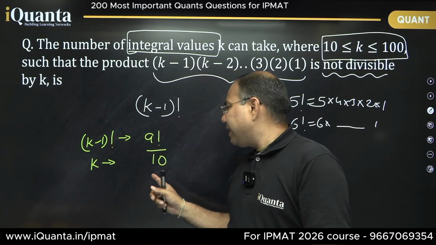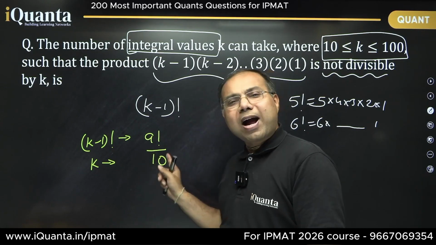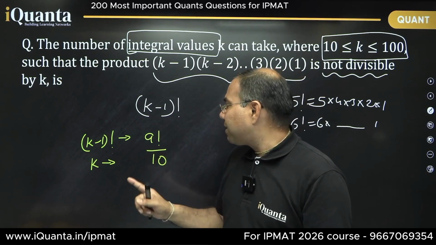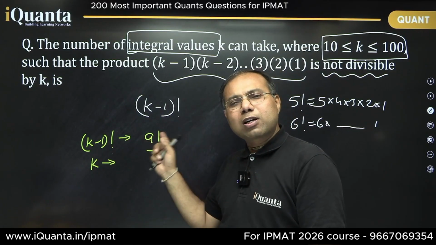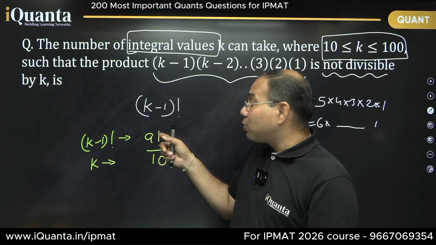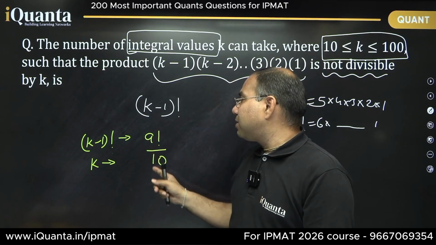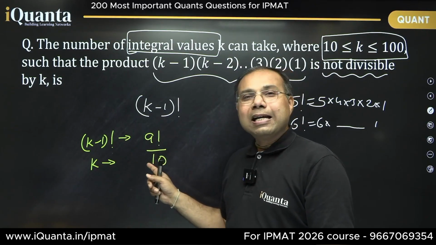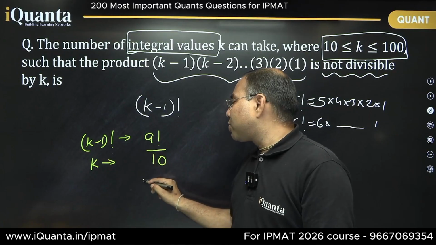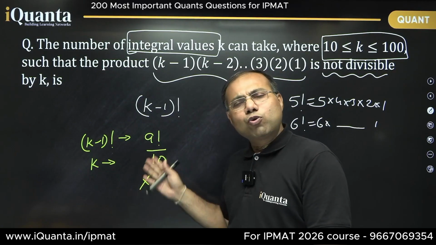So what is the key point here? The key point is to look for the prime factors of this number. This 10 is nothing but 5 into 2, and 5 divides this number because this product contains 5, and 2 also divides this number because 2 is also there. So it means that this 9 factorial is divisible by 10. That means k equal to 10 will not work, because 5 into 2 is contained there.